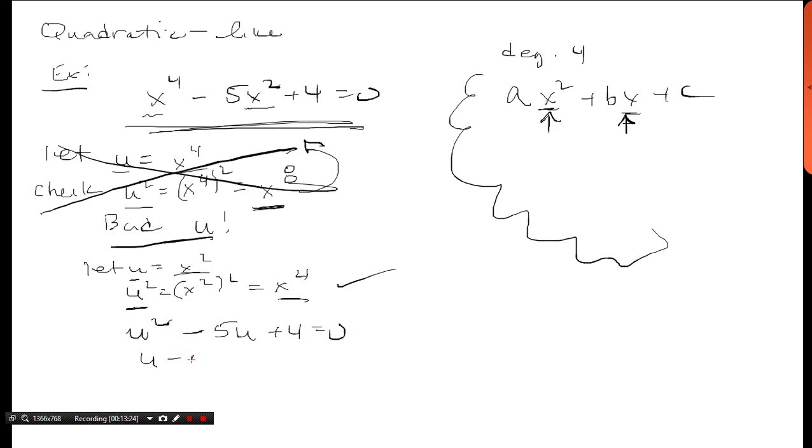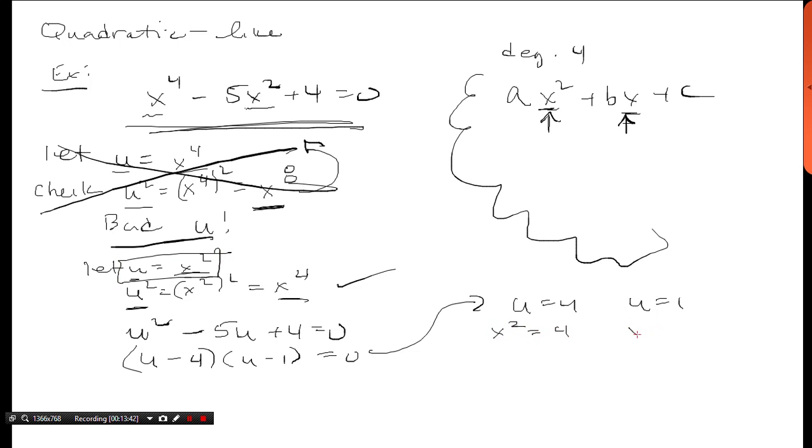So it's u minus 4 times u minus 1 equals 0. This ends up being u equals 4 and u equals 1. And then we're not done, because we're not solving for u. We created u, but what did we choose u to be? x squared. So now we're going to resubstitute it in and then solve.